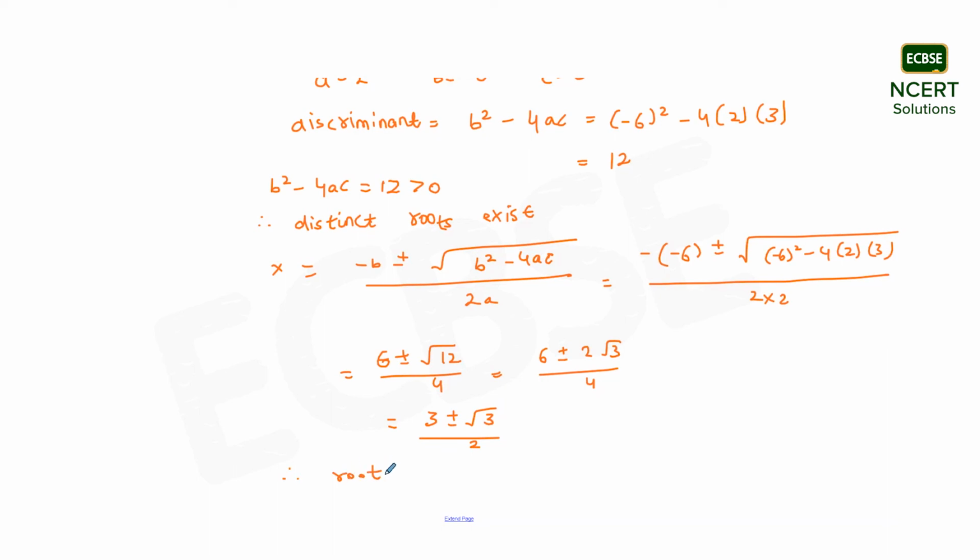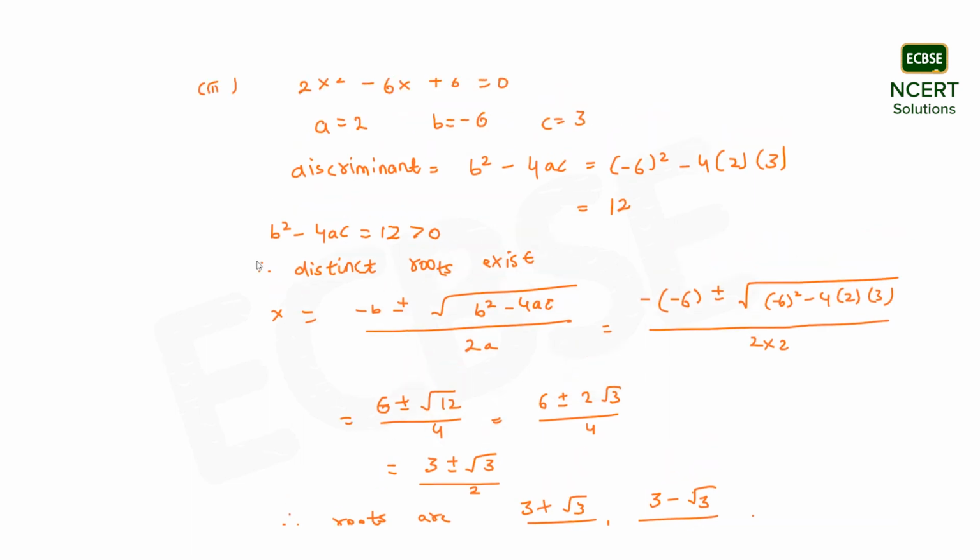Therefore, the roots of the third quadratic equation are 3 plus root 3 divided by 2, and the second root is 3 minus root 3 divided by 2. So these are the two distinct roots of the third quadratic equation.